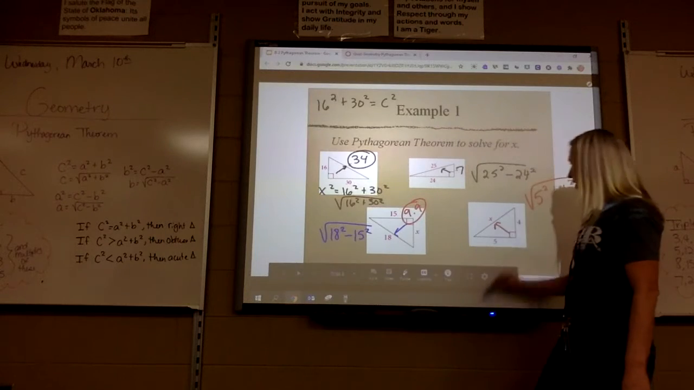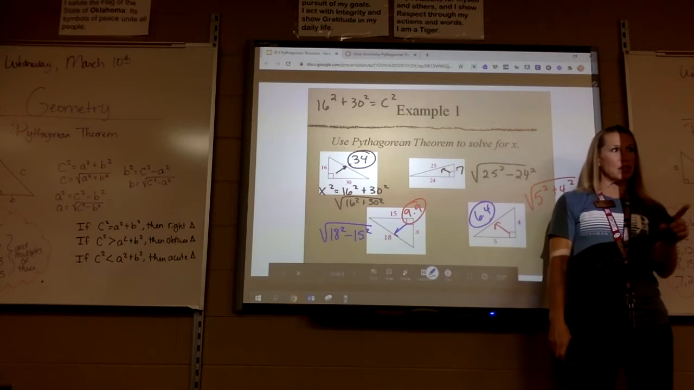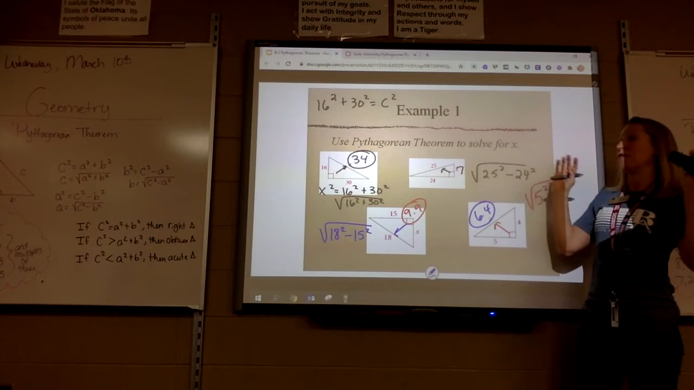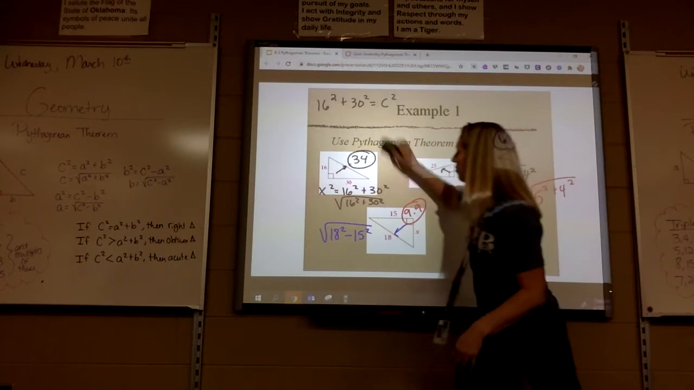Okay, how do you guys feel so far about the Pythagorean theorem? If you need the bigger side, you add. We need to find the hypotenuse, add. We need the biggest side. If you already know the hypotenuse, subtract because we need to find a smaller side.